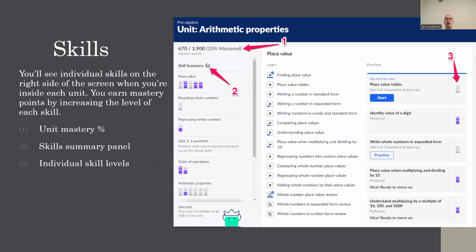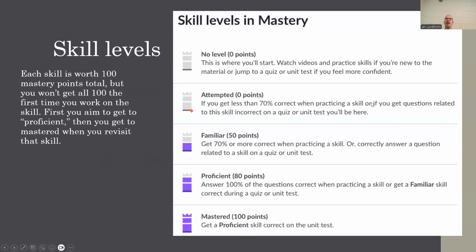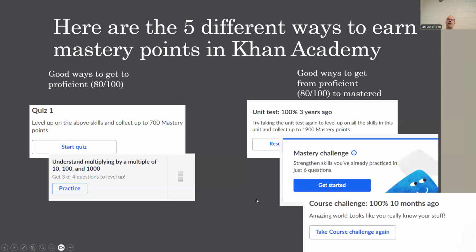All right. So we looked around the interface a little bit. These are the 5 different skill levels: 50, 80, 100. There are 5 different ways to earn mastery points. We just looked at quizzes and practice on an individual skill. Those are both good ways to get up to the proficient level of 80 out of 100. And then these other ways are good ways to get from proficient, so 80 out of 100, up to 100 out of 100 or mastered. So a unit test can get you there. The mastery challenge up at the top can get you there, or taking a course challenge when you do your final can also increase your score.